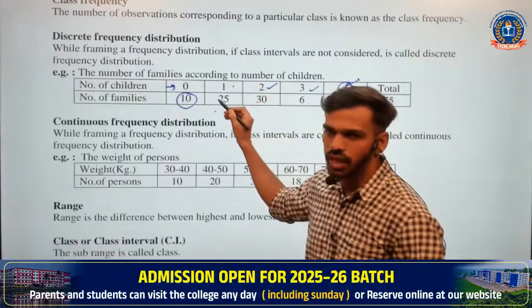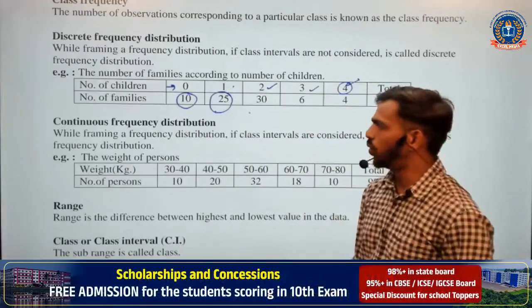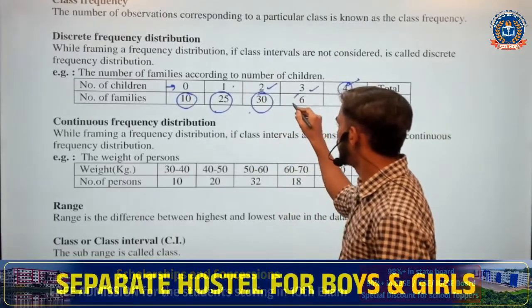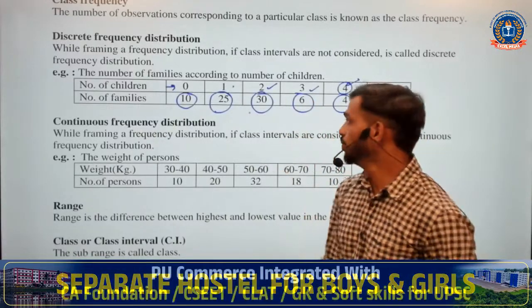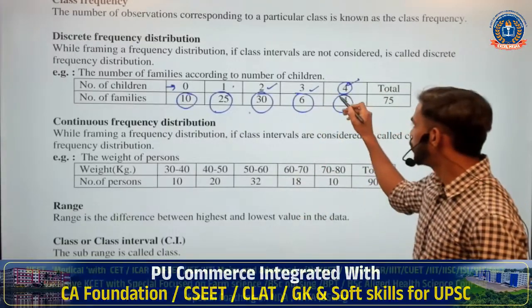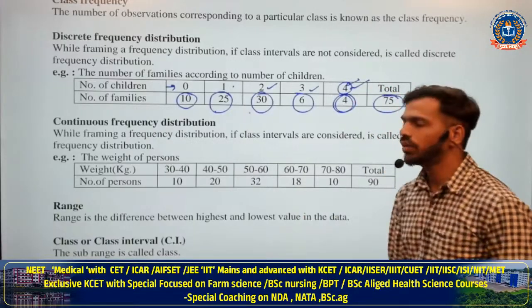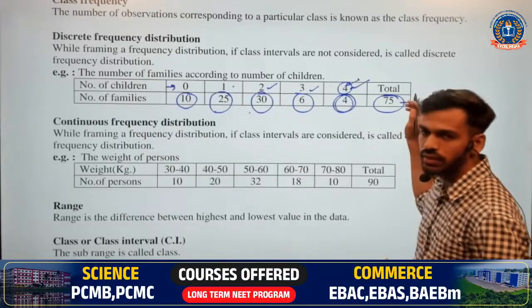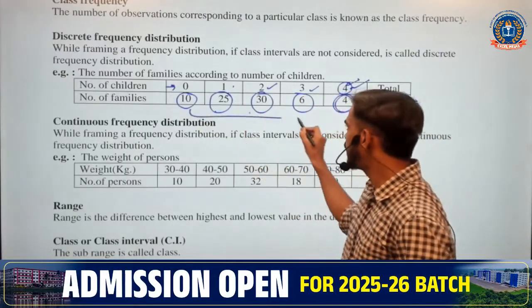This is just an example, and there are 25 families with 1 child, 30 families with 2 children, 6 families with 3 children, and 4 families with 4 children. We have taken 75 families in this data. Out of these 75 families, this is how frequencies are distributed.